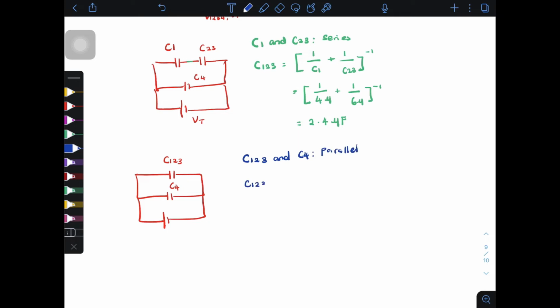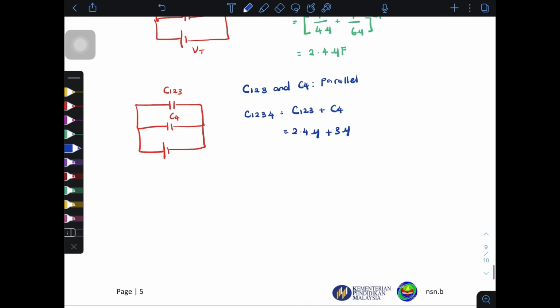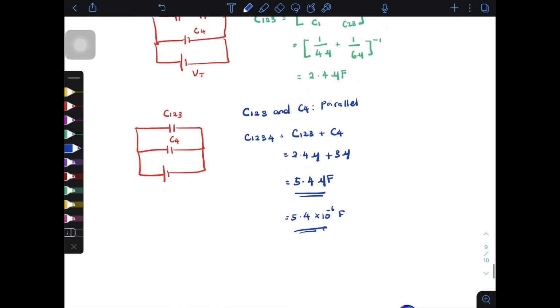So parallel, C1234 equals to C123 plus C4. So C123 is 2.4 microfarad plus C4 is equals to 3 microfarad. So kita akan dapat 2.4 micro plus 3 micro. So straight away kita akan dapat 5.4 microfarad. So in chapter 2 we can leave our capacitor in microfarad. Okay, kalau kata boleh tak nak letak dalam exponential? Yes, also can. Right, so that's for A, the first part.